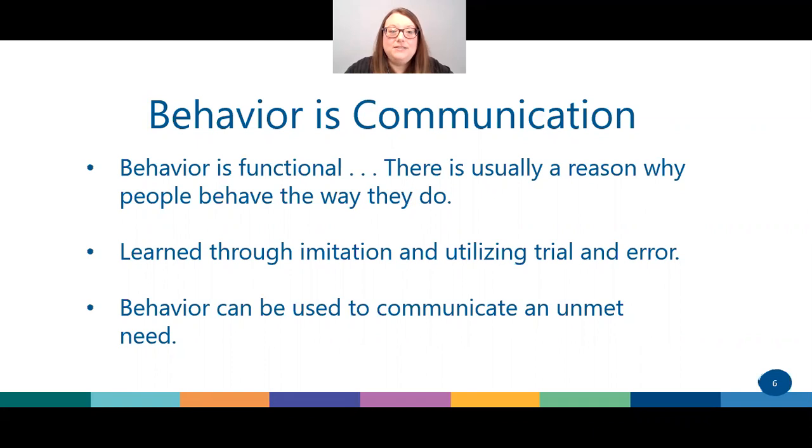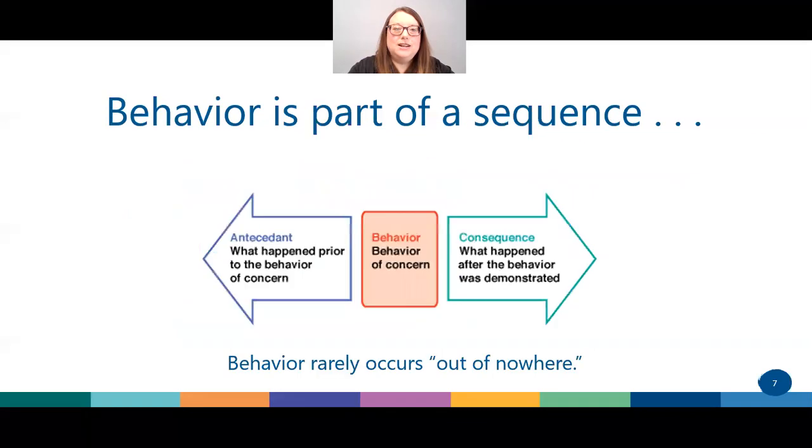Another function of behavior is that it can be used to communicate an unmet need. It might not be overtly evident that a behavior is communicating an unmet need, but that might be what is underlying the behavior. We'll talk about needs in a second, but first, let's talk about how behavior really is part of a sequence, because rarely does behavior occur, quote, out of nowhere.